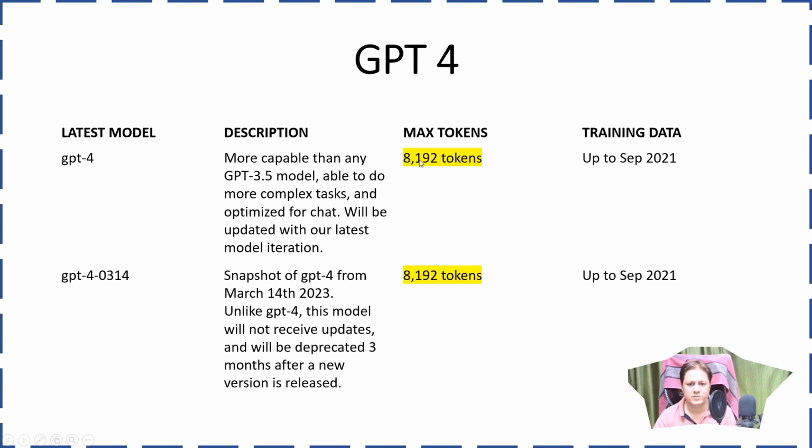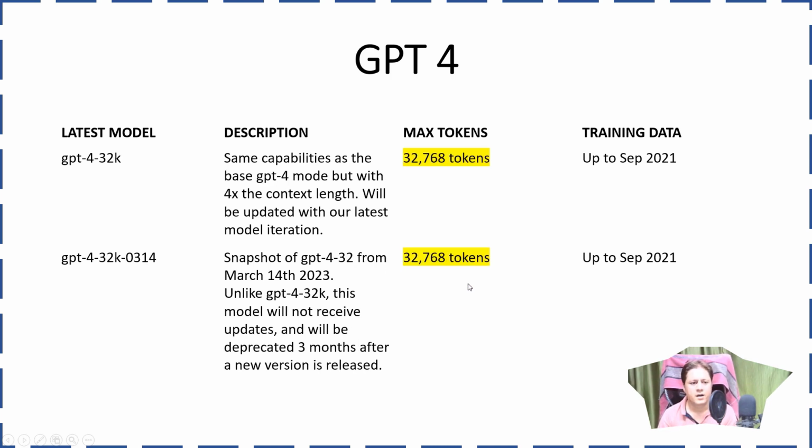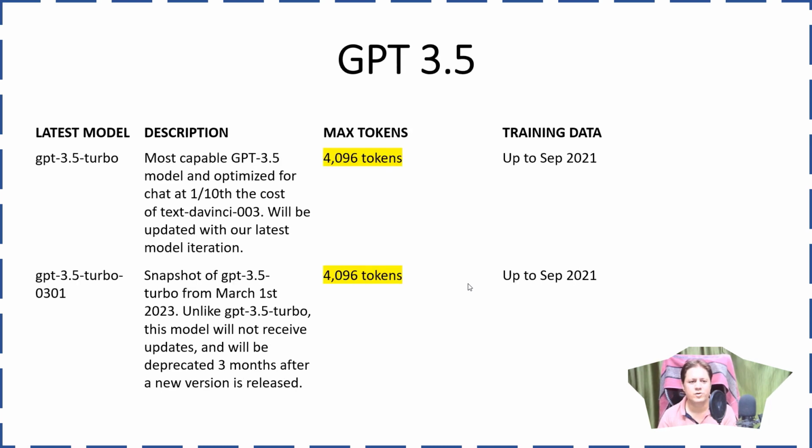GPT-4 has max tokens 8192. GPT-4-0314 has the limit of 8192 tokens actually. GPT-4 32K, this is the latest model, has 32768 tokens as the limit, and like that. So you need to understand and send the max token parameter as per your understanding and requirement.